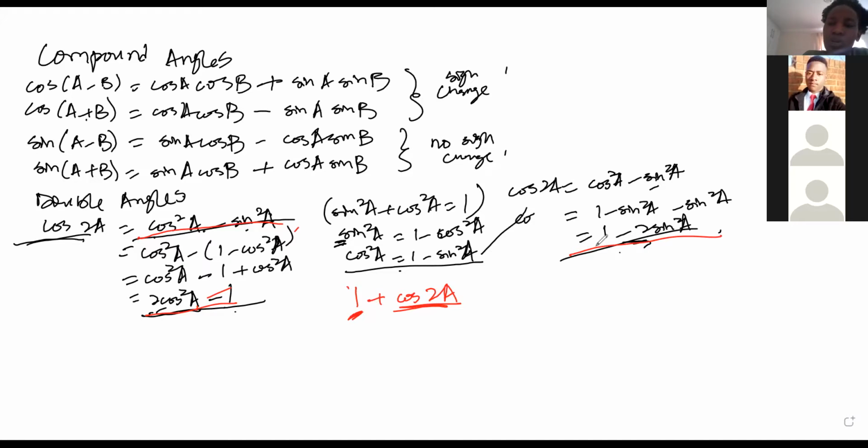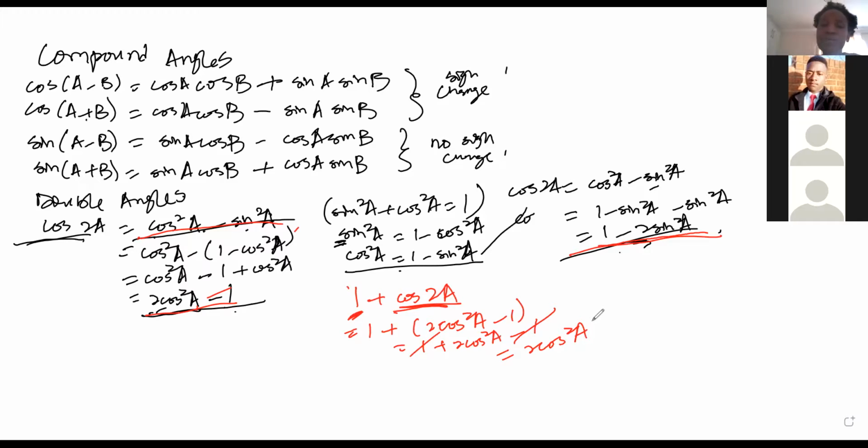Here we have 1 minus 2 sin squared A. If we put it here, we're going to end up with a 2. It's not going to cancel out the 1. If we use 2 cos squared A minus 1, can you see this is going to cancel out? So this is 1 plus 2 cos squared A minus 1. Can you see this 1 and minus 1 cancel out? We have 2 cos squared A. So that's when you use that one.